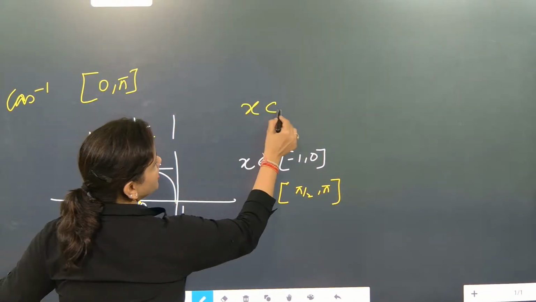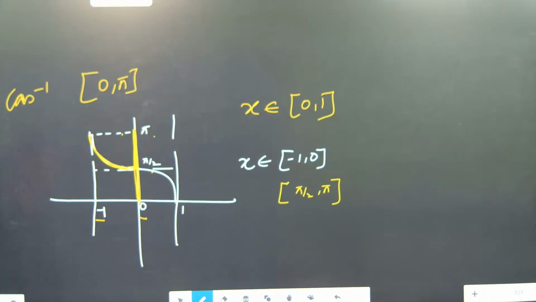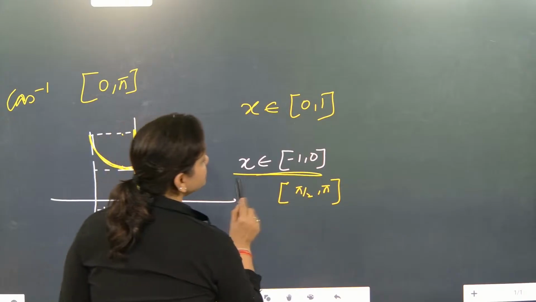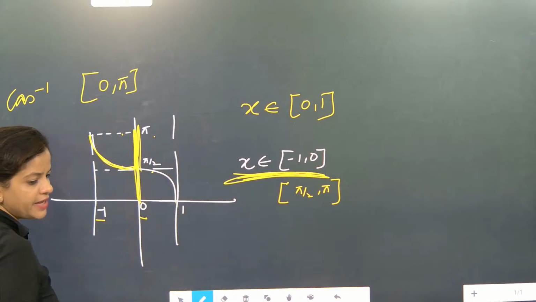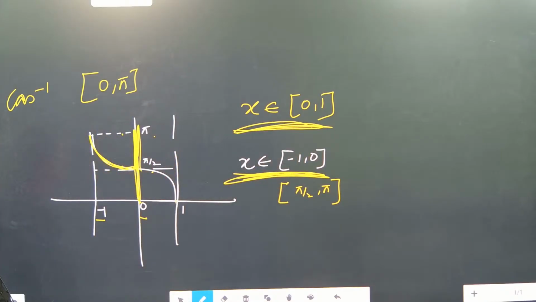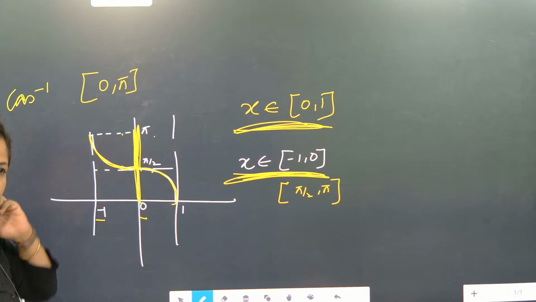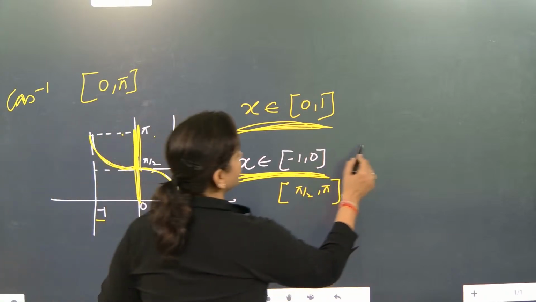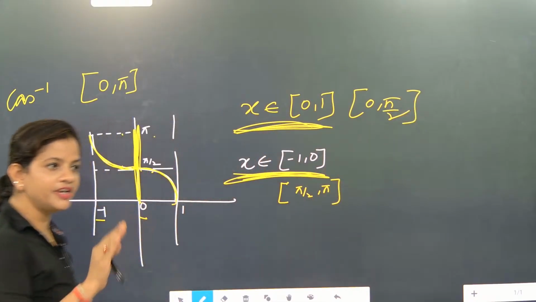If they had given x belongs to 0 to 1, then what is the range? Here they have written x belongs to -1 to 0, so we wrote pi by 2 to pi. If they ask the same question with x belongs to 0 to 1, then what answer will you write? 0 to pi by 2. Understood? In that case the range will become 0 to pi by 2. Did you get it clearly?